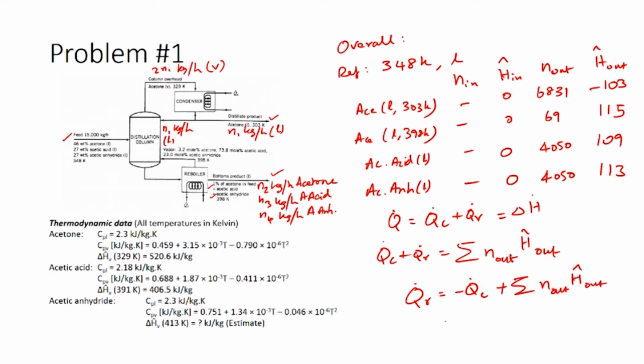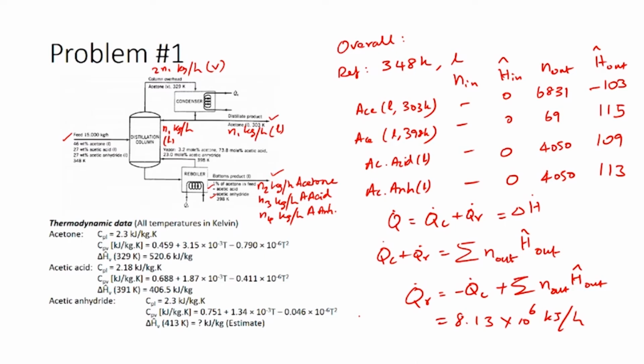So, this value comes out to be 8.13 times 10 to the power 6 kilojoules per hour. So, this is the rate at which heat needs to be transferred to the reboiler, so that you have the process according to the parameters given.